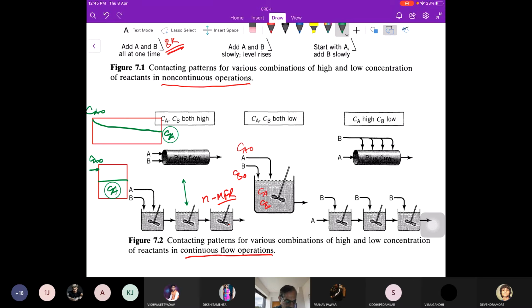Mixed flow reactor में always it is CA. It is never CA naught. Whereas in a plug flow reactor, it changes between CA naught and CA. तो कहाँ ज़्यादा रहेगा high concentration? We are not talking about conversion here. In this discussion, we are not talking about conversion at all. कहीं देखा अभी तक discussion conversion का? नहीं. We are talking only about how do we maximize the desirable product and minimize the undesirable product.